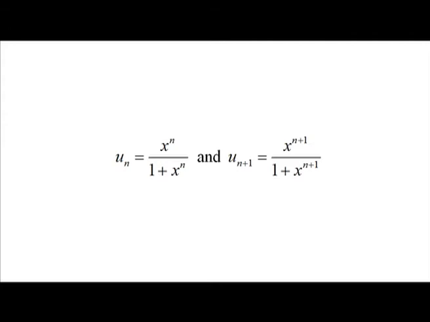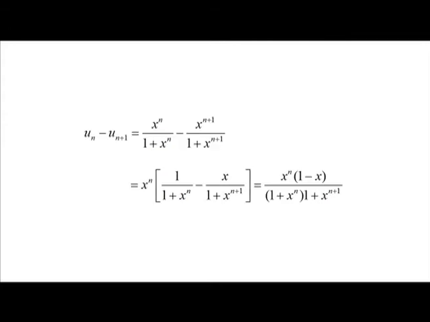We have u_n minus u_(n+1) equal to x^n upon 1 plus x^n minus x^(n+1) upon 1 plus x^(n+1), which is equal to x^n into [1 upon 1 plus x^n minus x upon 1 plus x^(n+1)], which is equal to x^n into (1 minus x) upon (1 plus x^n) into (1 plus x^(n+1)).